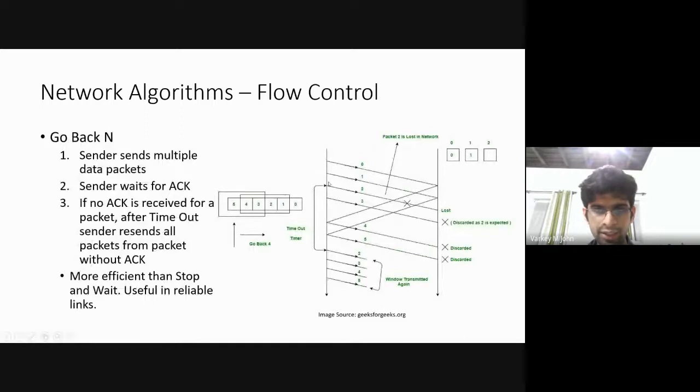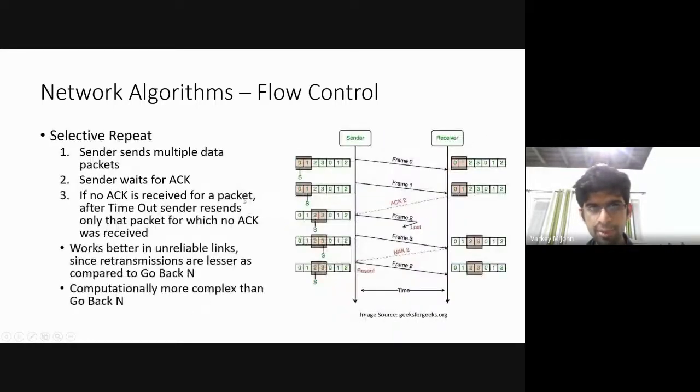Then go back N, where you keep sending data. Even if you don't wait for the acknowledgement, you keep sending data. But if you don't receive an acknowledgement for one data that is sent, it times out, and then you start from that particular data, and then you send all the other data again. So this is useful in reliable links.